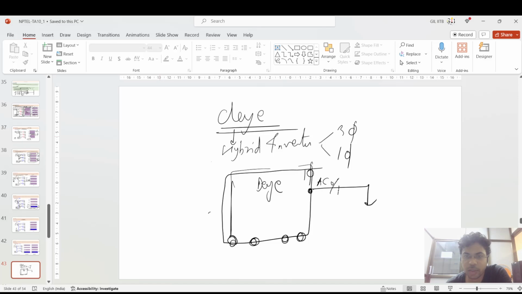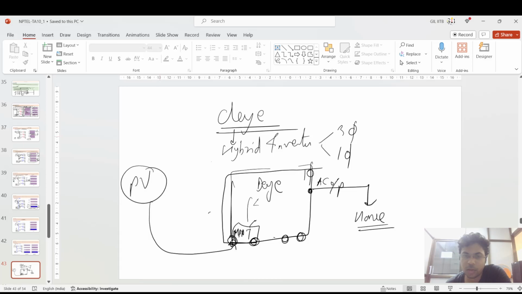Suppose this is a single phase system. It has a certain AC out which is connected to your home. It also has a PV connected system. It takes the power from the PV and has MPPT, and after that it converts the power inside using inverters and feeds it to this AC out.